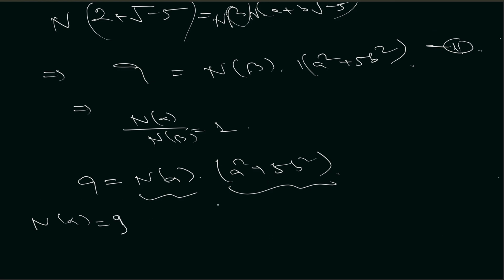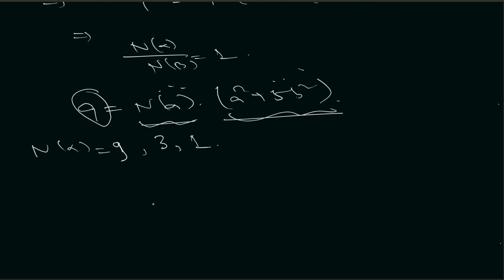If it is 9, then this is 1; it can be 3, it can be 1, because both are integers. This is an integer, this is an integer, so you have to multiply by an integer so that you get 9. So if this is 9, then this is 1; if this is 3, then this is 3; if this is 1, this is 9. Okay, these are conjugate types of things. So suppose your norm of alpha is 9.